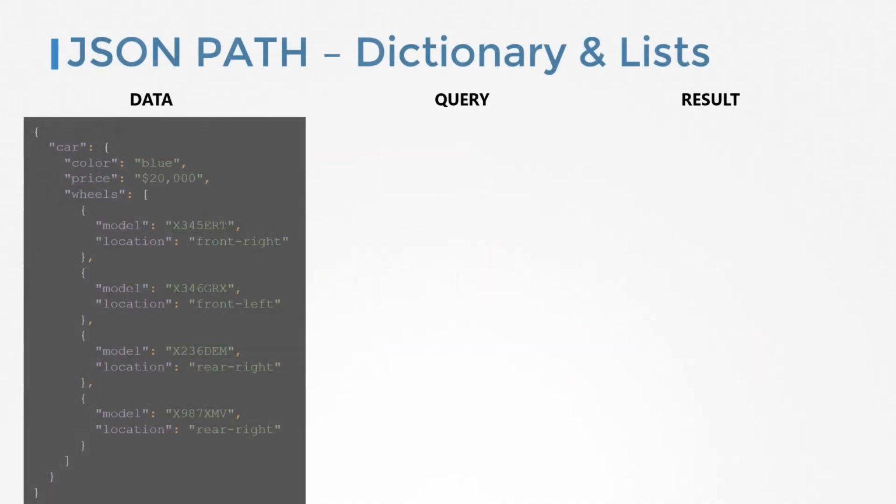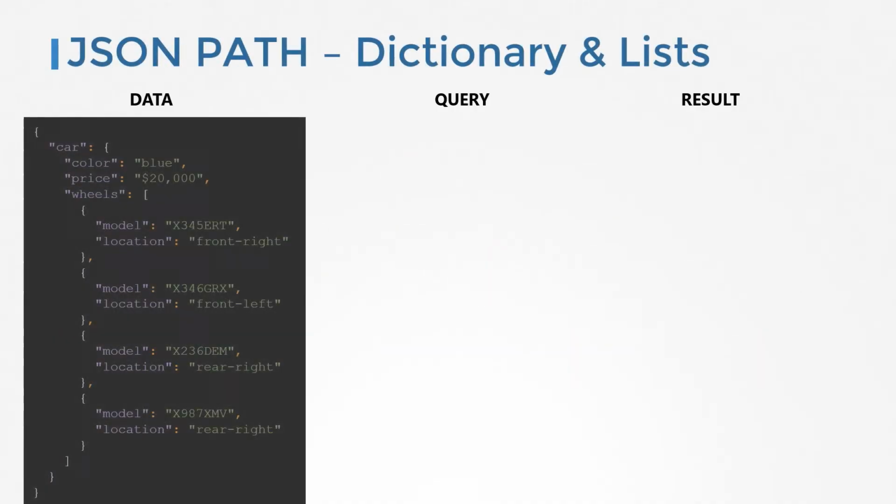Let us now look at dictionaries and lists. Here I have data of a car, its properties, color, price, and wheels.